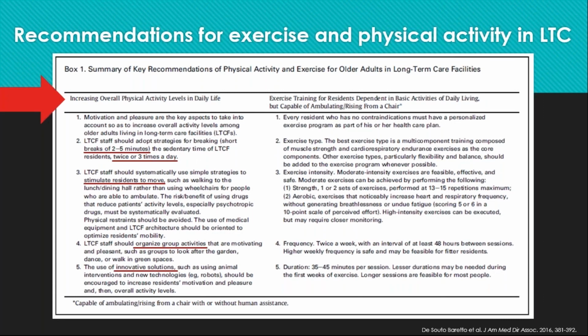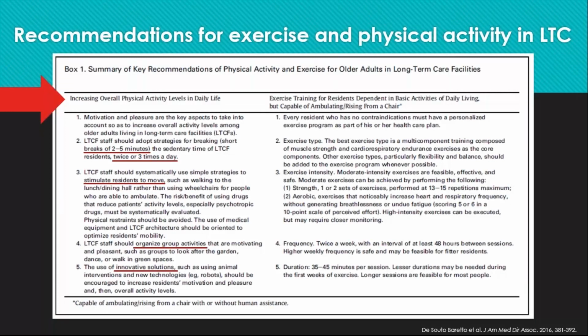And I've highlighted some key things that I think are important. So one thing was encouraging long-term care staff to adopt strategies to break up sedentary activity. As I mentioned, we spend a lot of time sitting, lying down in long-term care. So are there ways to just intersperse activity, even if it's 2 to 5 minutes at a time, and we do that 2 or 3 times a day? So maybe it's putting in a little walk, instead of just sitting and watching TV, maybe when there's a commercial on, standing up a couple times, sitting back down, walking to the dining room rather than being pushed in a wheelchair if they're able to walk.